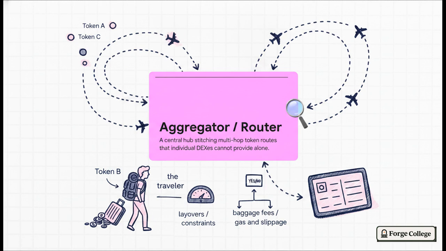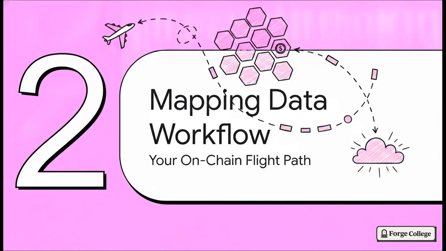But here's the kicker. Your orchestration backend, that's the traveler. You are the one setting the constraints. How many layovers are you willing to sit through? Are you okay paying crazy baggage fees, which in our world means gas and slippage? The hub gives you the itinerary, but your backend makes the ultimate call on whether or not to actually board the plane. Moving right along to Section 2, mapping the data workflow.